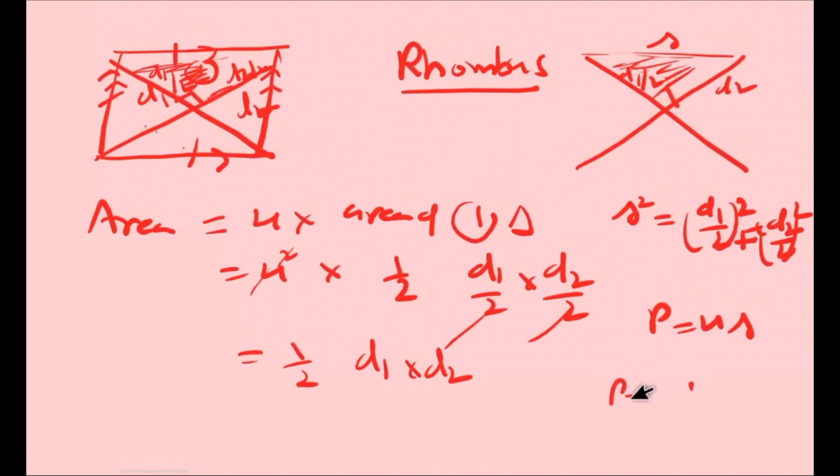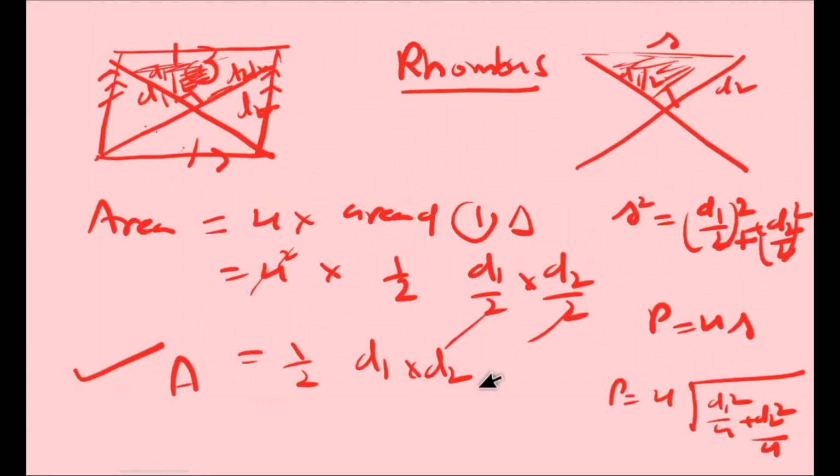So perimeter equals 4 under root D1 square by 4 plus D2 square by 4. So using this formula you can find the area of rhombus. What is the formula of area? Half into product of diagonals. So students, we will learn more about this type of shape. This line and this line, now you can see this shape.